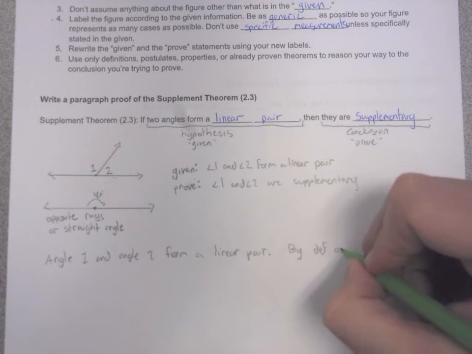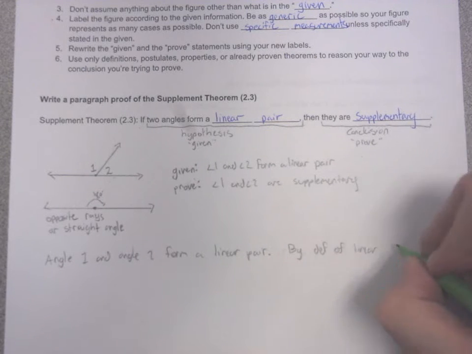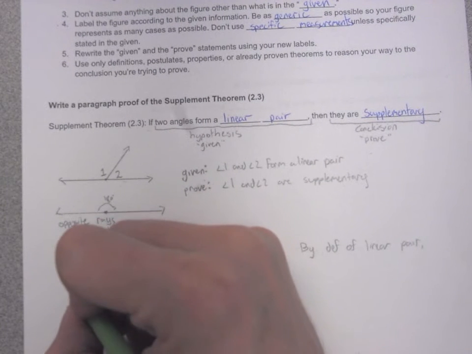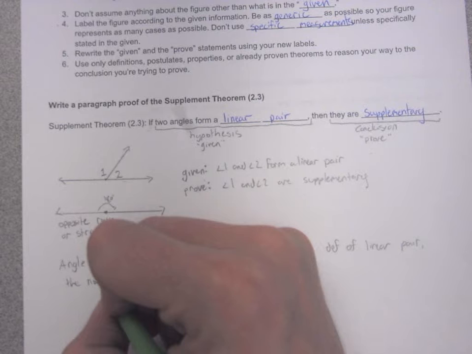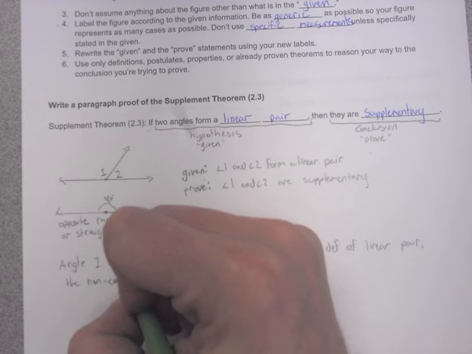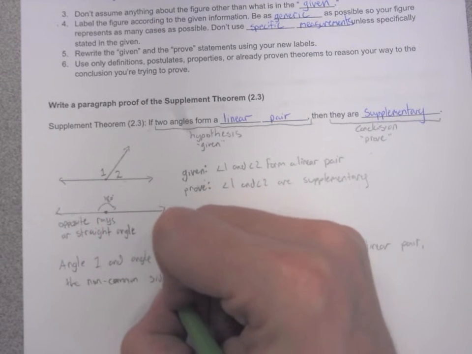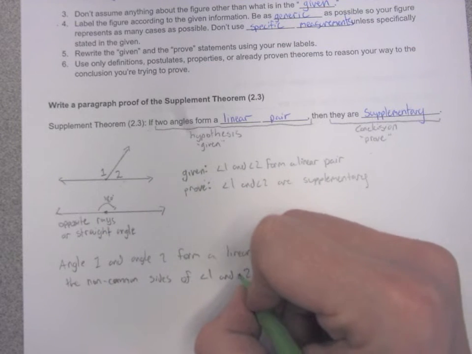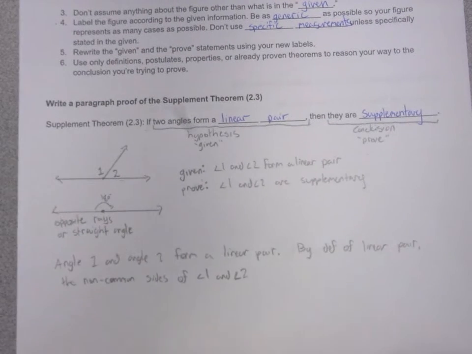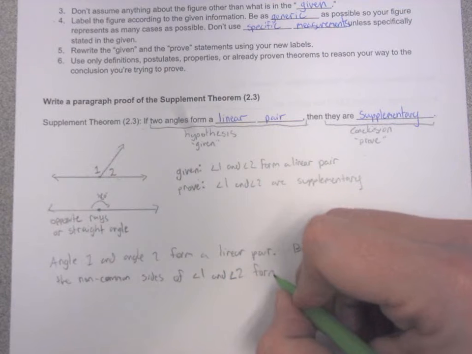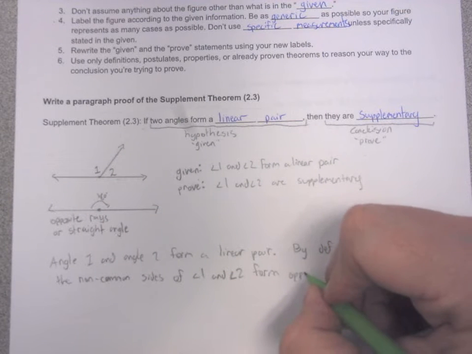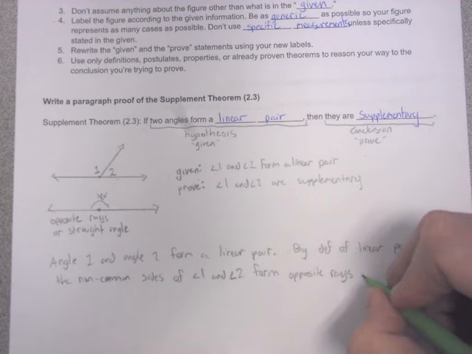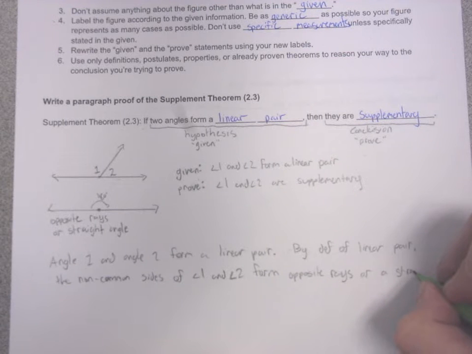By the definition of linear pair, the non-common sides of angle 1 and angle 2, I'm going to use some abbreviations here, and you're welcome to do the same, form opposite rays or a straight angle.